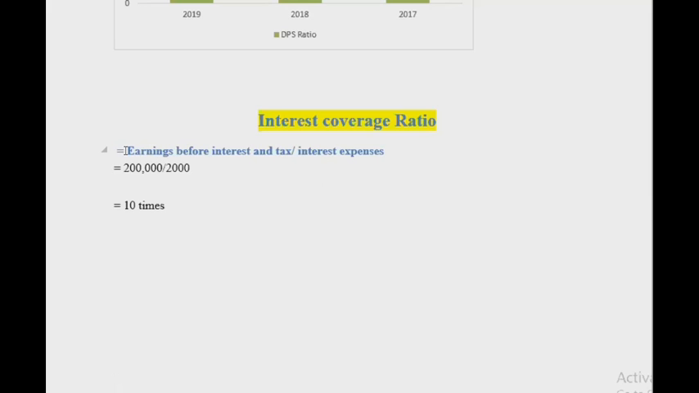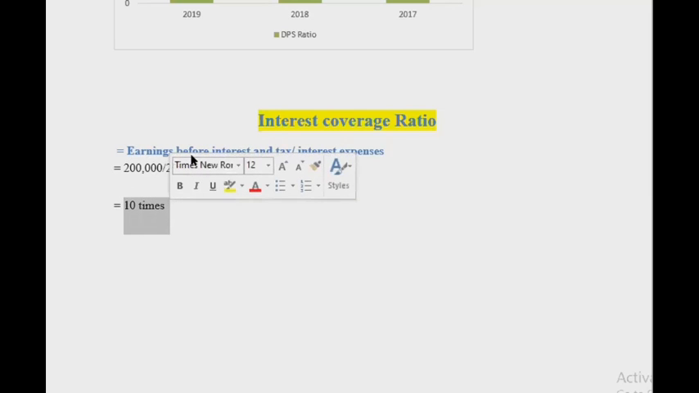I have taken hypothetical figures here just to help you understand. $200,000 is our earnings before interest and taxes, which is also known as the operating profit of the business. So operating profit is $200,000 and fixed interest is $20,000. So the answer is 10 times. Here 10 times means from our current earnings we can pay our interest expenses 10 times.